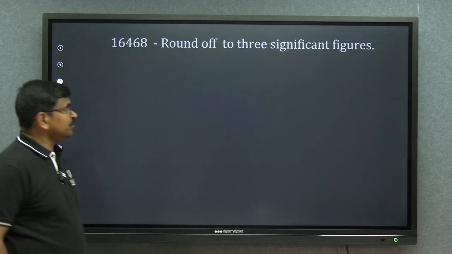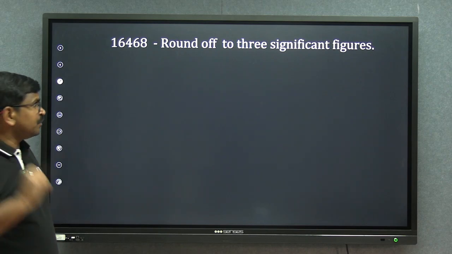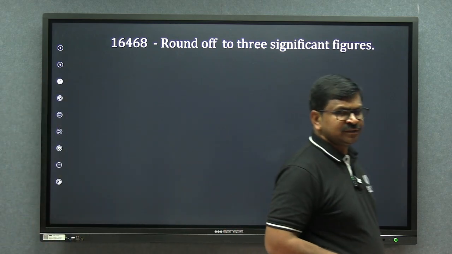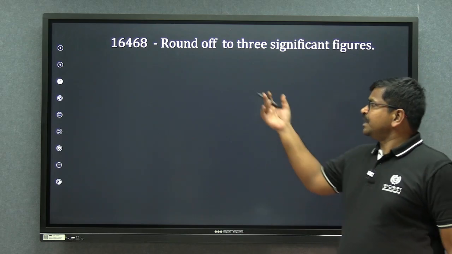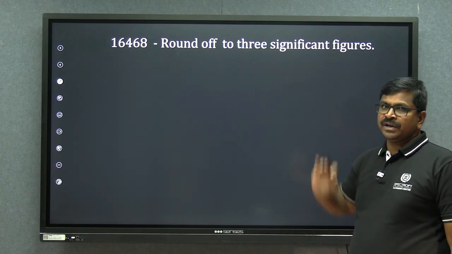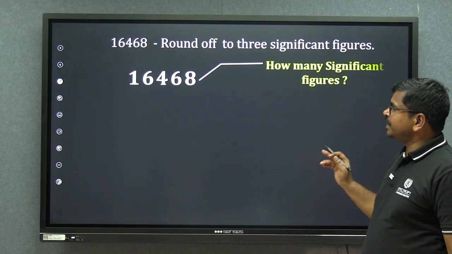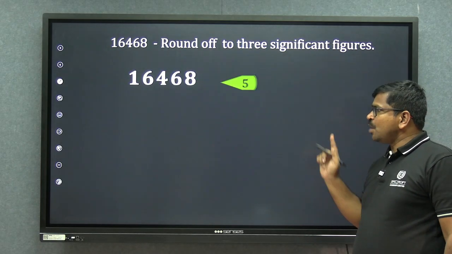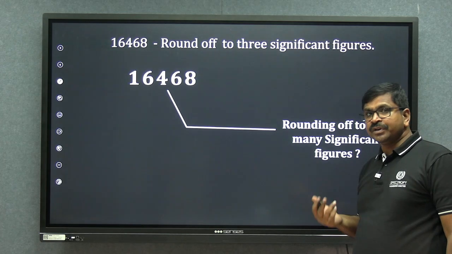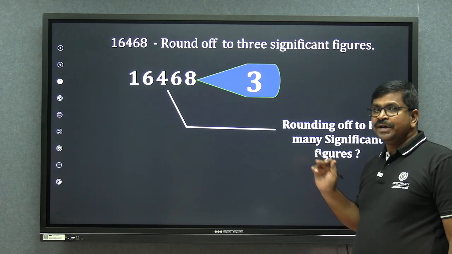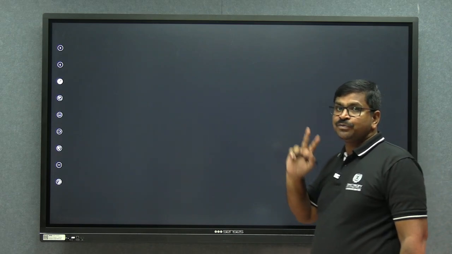Let us try to discuss one example here. There is a number given or a result, let us assume it is a result, 16468. Round off to 3 significant figures. How many significant figures are here in this number? 5. And up to how many significant figures we need to round it off? 3. So how many digits we need to remove? 2 digits we need to remove.